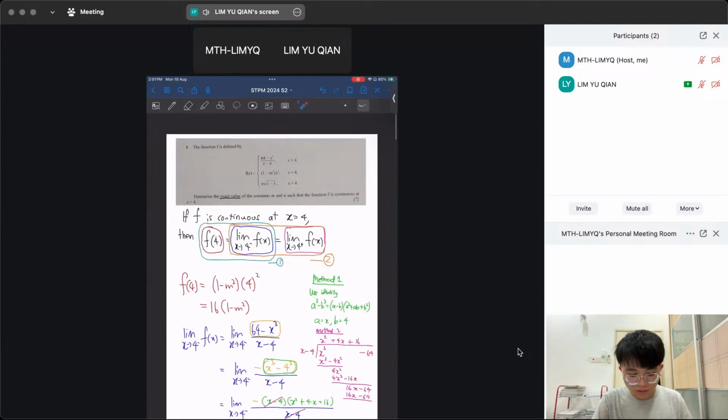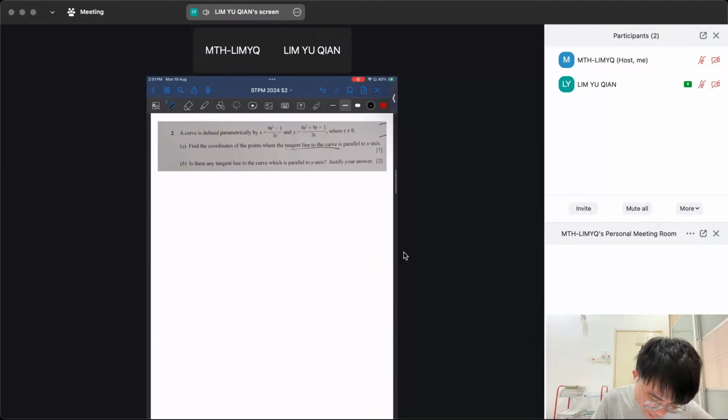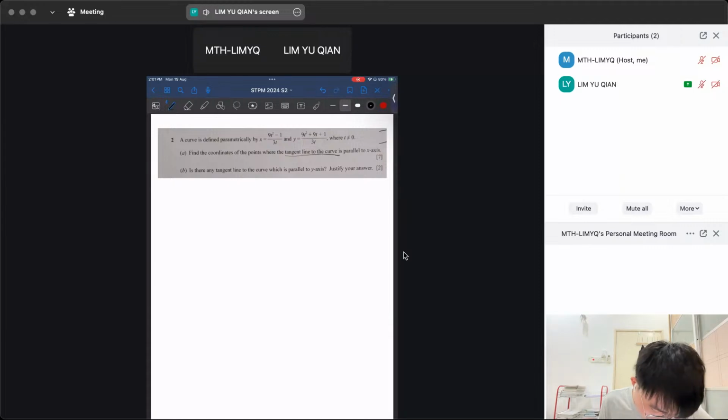Okay, so this is done. Let's look at number 2. Number 2, parametric. So we have to do differentiation. So x equal to 9t squared minus 1 over 3t. So let's use quotient rule also.